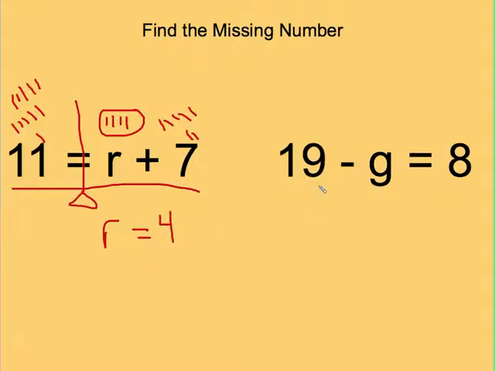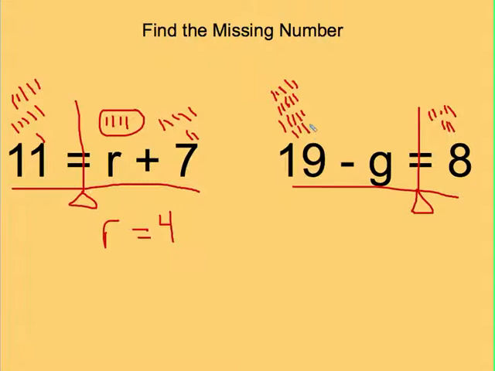It's the same for subtraction. Start by drawing your balance beam. Make sure you clearly know what's on each side. Draw tallies for what you do know. 1, 2, 3, 4, 5, 6, 7, 8. 1, 2, 3, 4, 5, 6, 7, 8, 9, 10, 11, 12, 13, 14, 15, 16, 17, 18, 19. Now ask, are they balanced? Well, no. This has 19, this has 8.